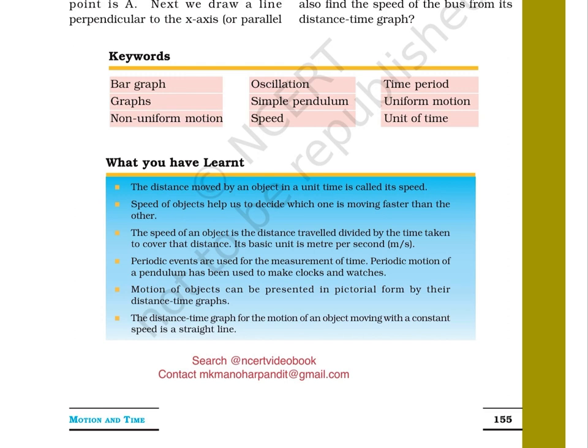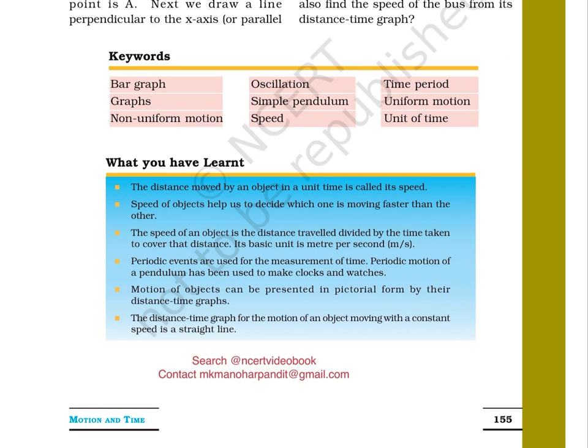What you have learnt. 1. The distance moved by an object in a unit time is called its speed. 2. Speed of objects helps us to decide which one is moving faster than the other. 3. The speed of an object is the distance travelled divided by the time taken to cover the distance. Its basic unit is meter per second.